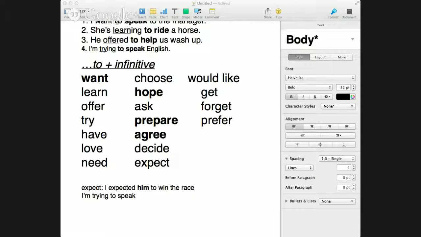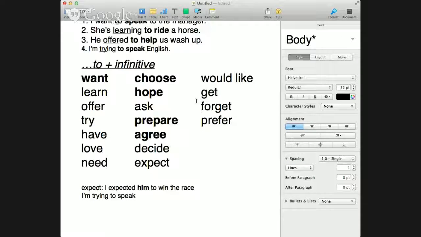All right, very good, guys. Doing well. Raphael, your turn again. I offered to... let me see. Can I say I offered to help that old lady to cross the street? Perfect. Yep, well done. Very good.